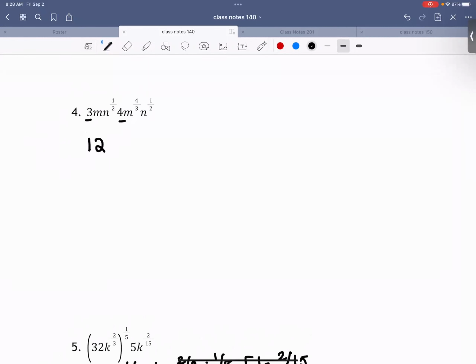Okay. Next, let's work with the variables. First of all, we have an m, right? We have 2 of these. Okay. So we want to have some sort of exponent on the m. What should I do with the powers of the m?